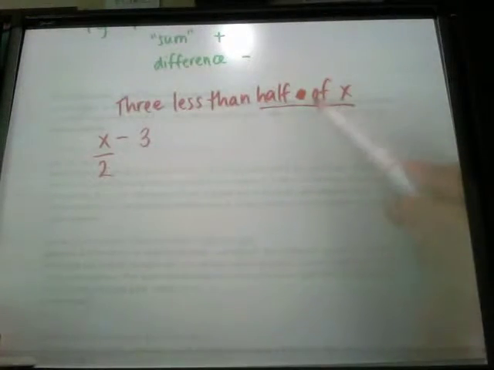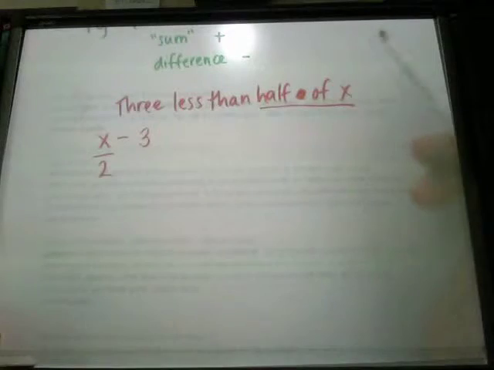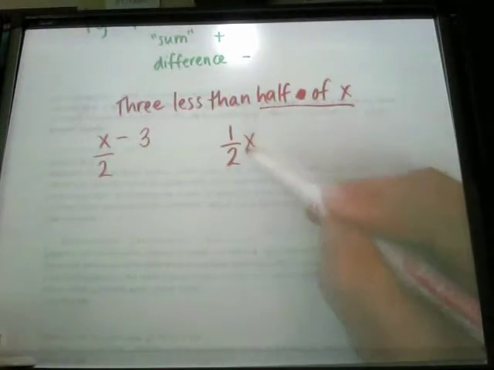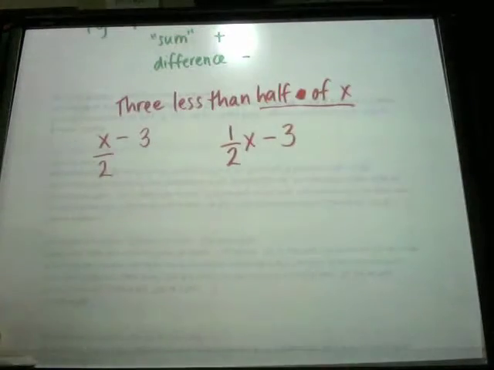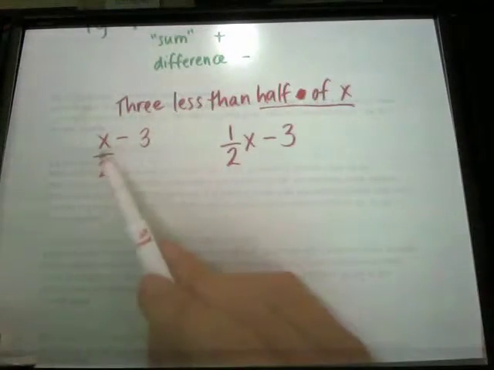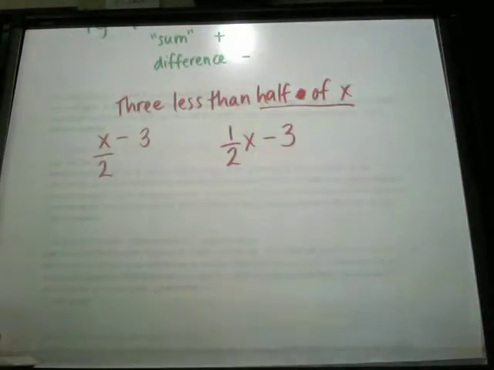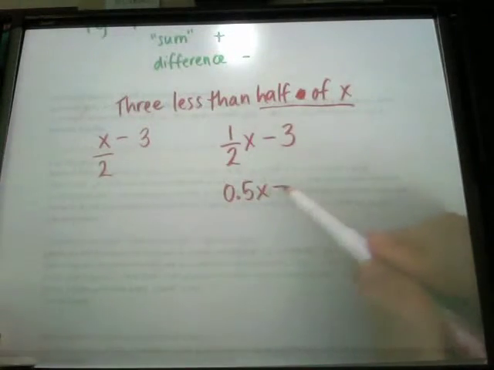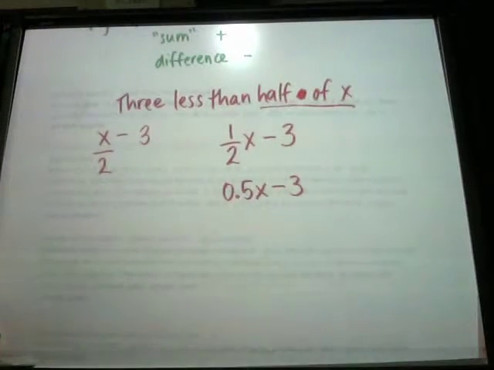But think about "of." Of is usually what, Brian? Multiplication. So we could do 1/2 times x. Here's half of x. You could take half of x by dividing by 2, or this 1/2 here, we could say 0.5x. There's also half of x. Any of those 3 would be correct, but you can't do 3 minus x.